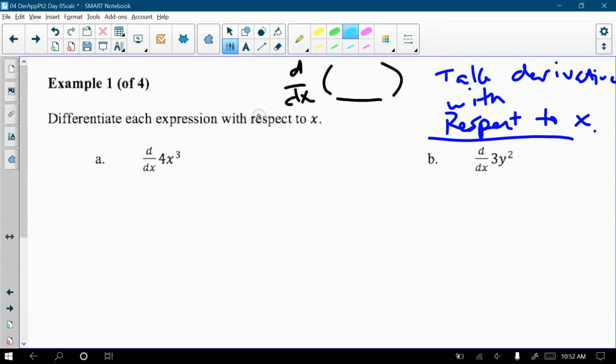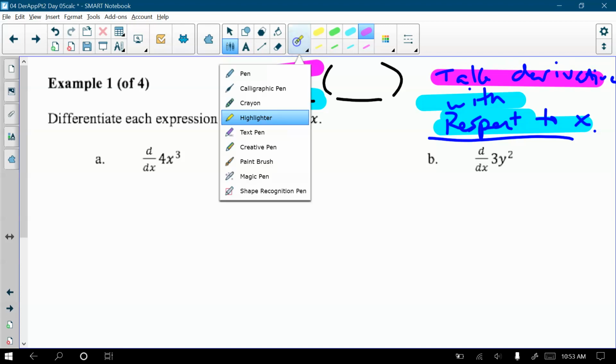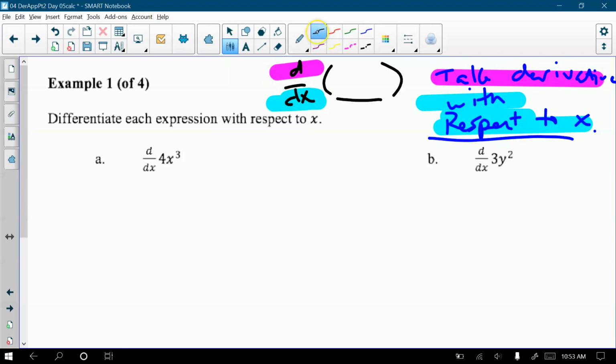That last part, with respect to x, is what that dx means. The take derivative is the top part. With respect to x is what the denominator means. So in my example 1, and again, that's something that you need to make sure you know.